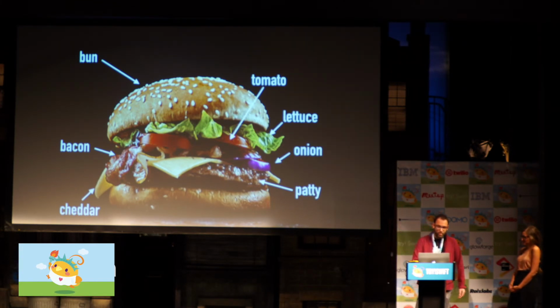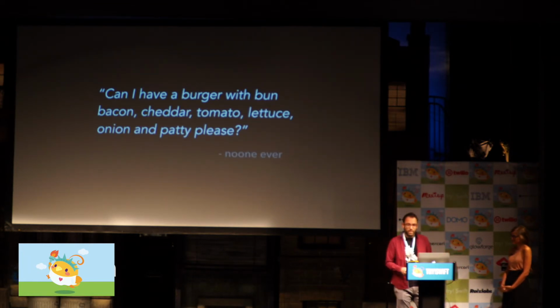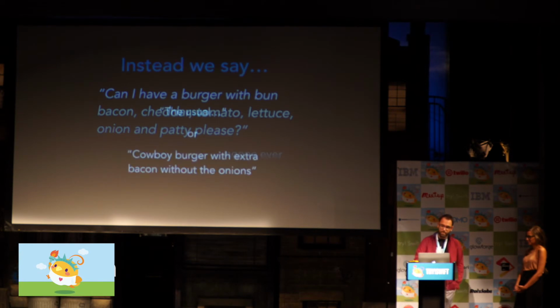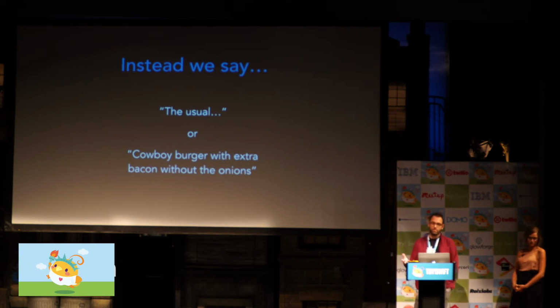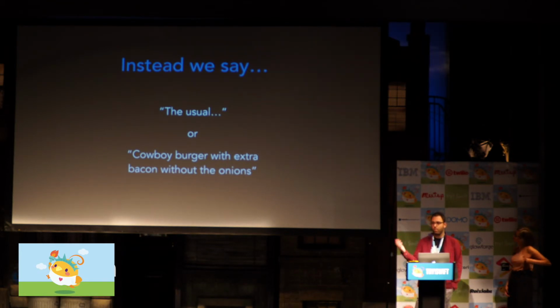But no one seems to be having any trouble ordering a burger. And no one actually tries to order a burger by exhaustively listing all its ingredients. What people usually do when they visit a burger house is they might say, if they're very frequent there, I want the usual. Or I want the cowboy burger from the menu. Or if they want to change things a bit, I want the cowboy burger with extra bacon without the onions.